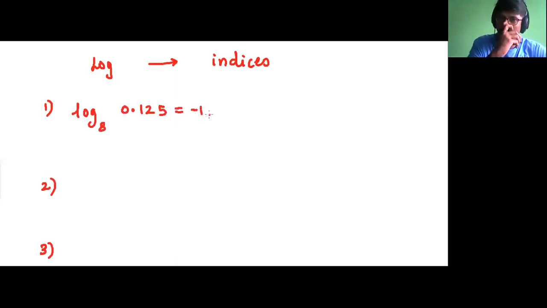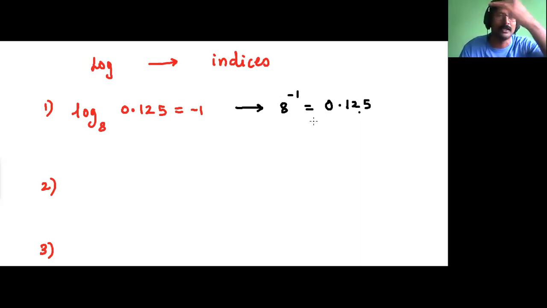Now, how do we convert this into the indices form? It's very simple. Look at this. We first write the base, and then the power is minus 1. 8 power minus 1 is equal to 0.125. You understood how to convert this log into indices? Very simple, isn't it? Now we'll take one other example.